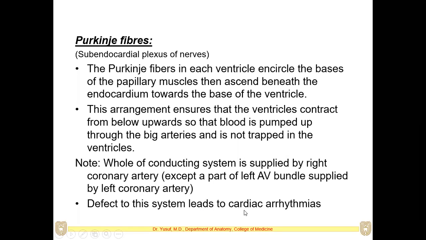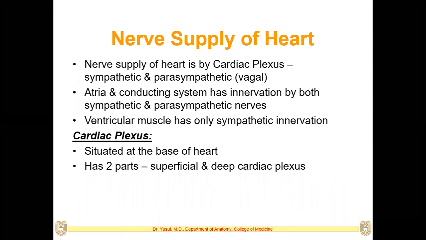So a defect to this system will lead to cardiac arrhythmias. Again, you will see this when you go to the clinical side, where the heart will not beat properly. The regular rhythm is lost. These are called cardiac arrhythmias. This defect is because of the improper functioning of the conducting system, maybe because of the blood supply or because of a blockage or something like that. So all this improper conducting system damage will lead to cardiac arrhythmias.